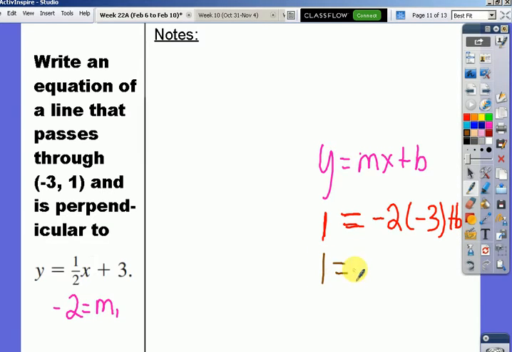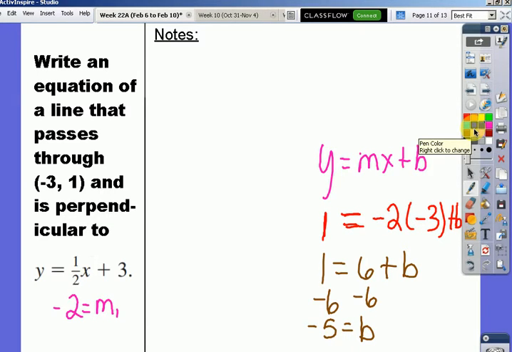So 1 equals 6 plus b. Subtract 6, so b equals? Negative 5. Negative 5 equals b. So what's my equation of the line that's perpendicular? Y equals? Y equals negative 2x minus 5. What questions do you have about that? Any?